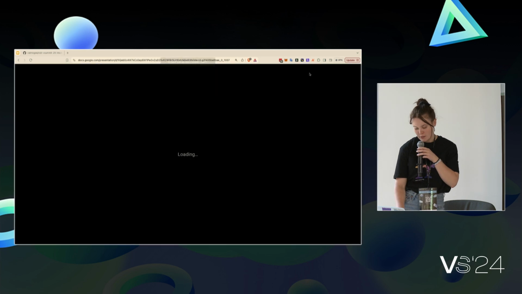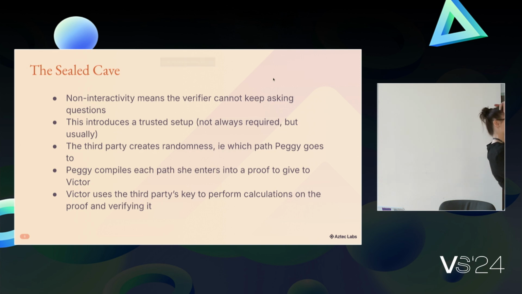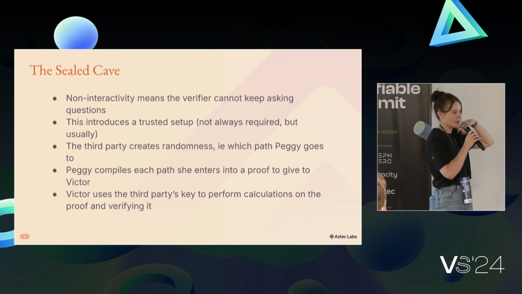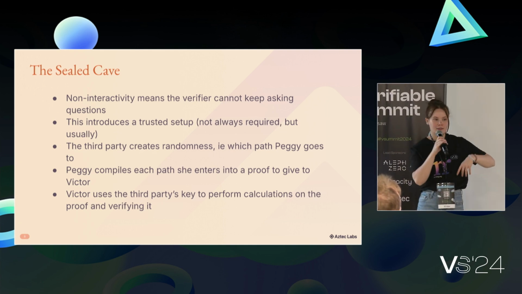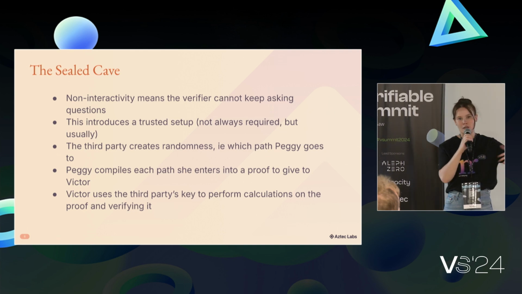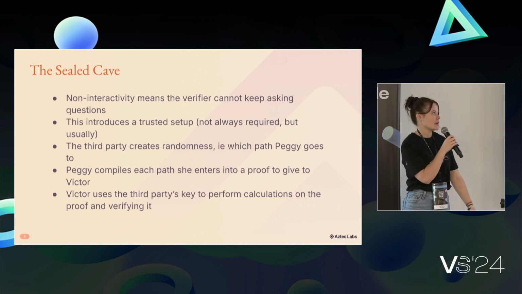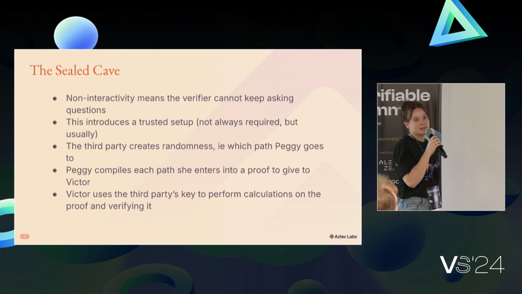So now we can do some more fun stuff. To advance on Alibaba Cave, now with SNARKs, we don't have that interactivity anymore with Victor constantly asking Peggy, hey, go through this gate, come out this way, and checking and going back and forth. That took a very long time. So we have SNARKs, which are succinct non-interactive arguments of knowledge, just to make it a lot faster. And it means that you can't have that interactivity.